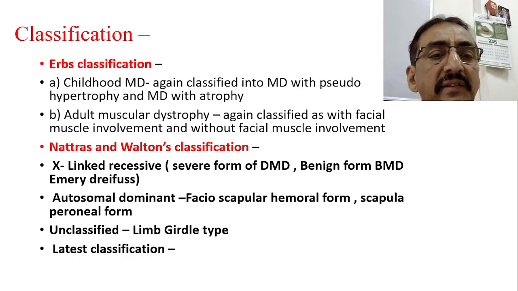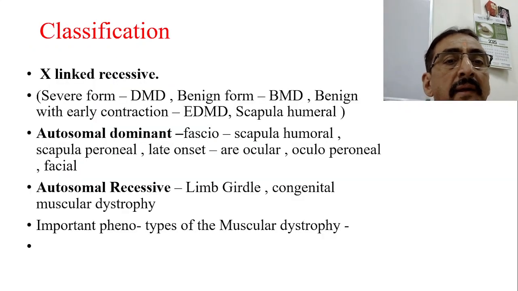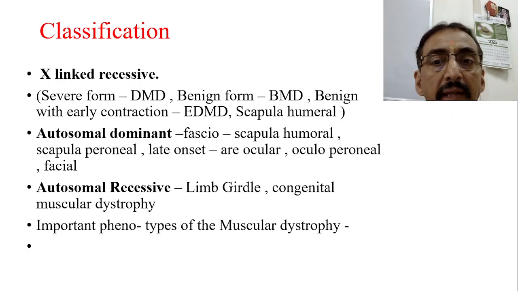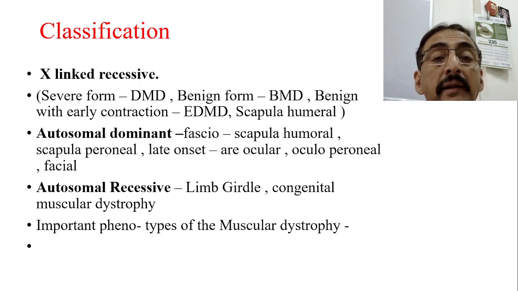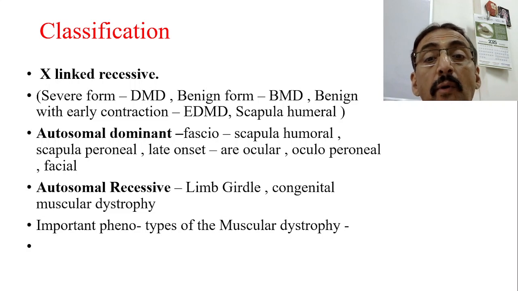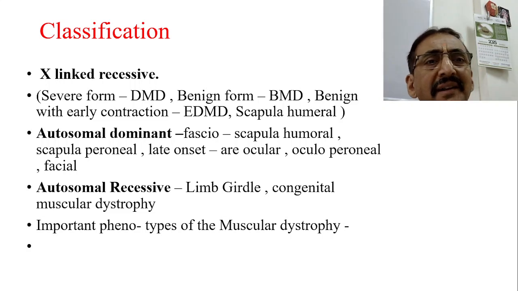And one more classification is the latest classification. So these are the two important classifications. One more type of classification is there: X-linked recessive, severe form, for example DMD, benign form, for example BMD, benign with early contraction, Emery-Dreifuss muscular dystrophy, and scapulohumeral. One more is autosomal dominant, that is facioscapulohumeral, scapuloperoneal, and these are the early onset. The late onset we will have ocular, oculopharyngeal, facial, etc. Autosomal recessive, if you are talking limb girdle, congenital muscular dystrophy, etc. So these are the different classifications.